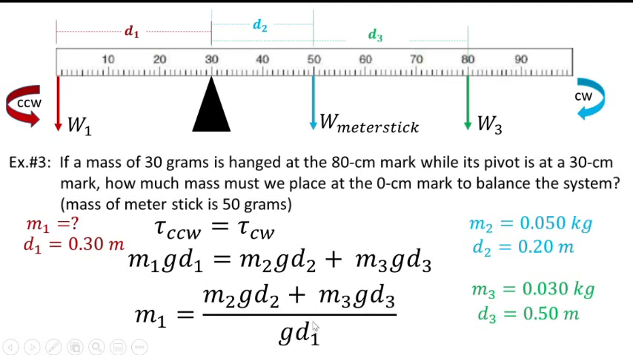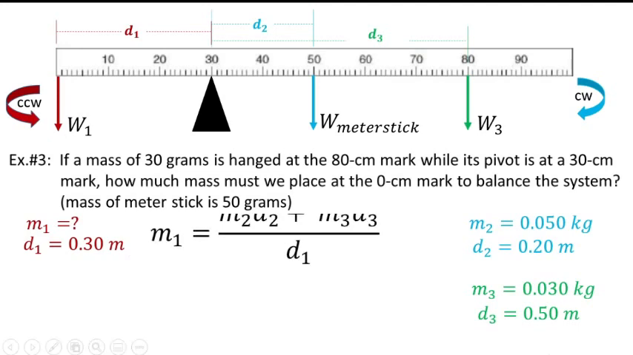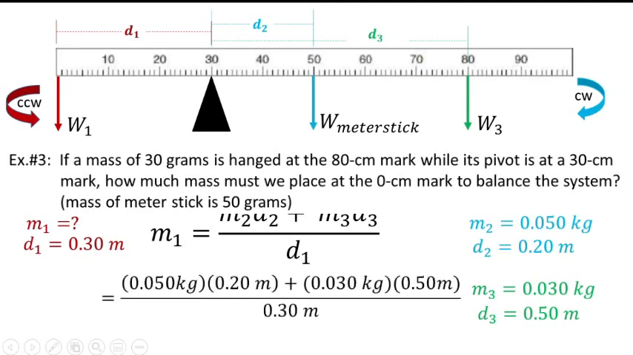If you look here, we can factor out G from this equation. By factoring out G, and since there is a G in the denominator, we can cancel it out. So what is left is this: M1 is equal to mass 2 times the lever arm 2 plus mass 3 times the lever arm 3, divided by the lever arm of 1. And let's substitute.